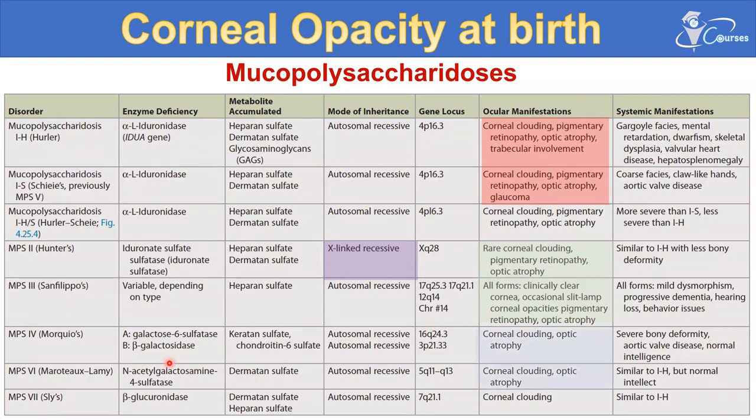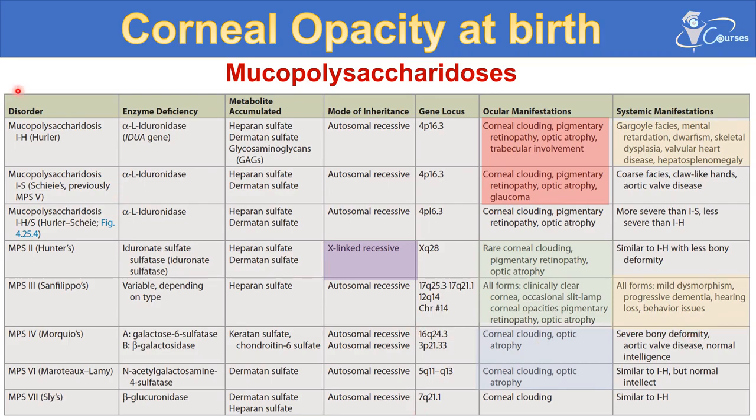The Morquio and Maroteaux-Lamy, both of them will have corneal clouding and optic atrophy, okay, without pigmentary retinopathy or glaucoma. So these are the main features of each one. Regarding the systemic features, the most important to know is who will be having mental retardation. Mental retardation occurs in Hurler syndrome. In Sanfilippo syndrome, they will have progressive dementia and behavioral changes. So this will be the most important.